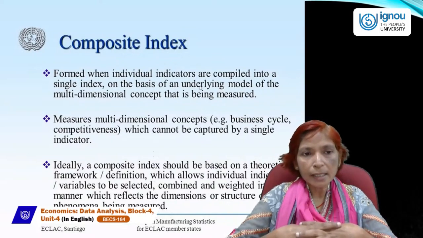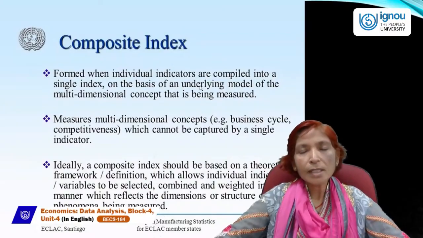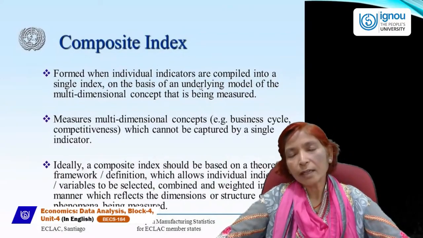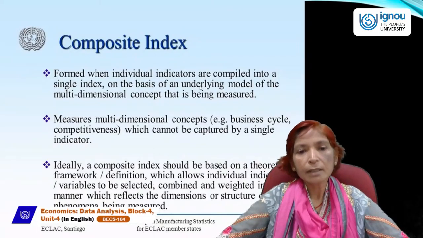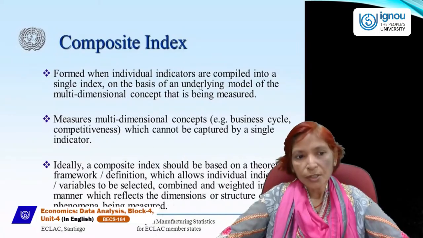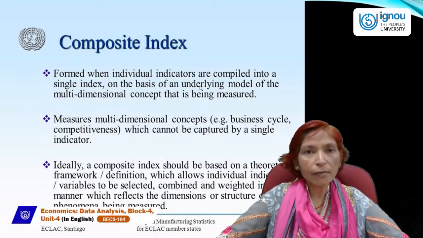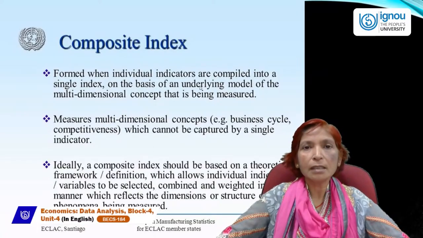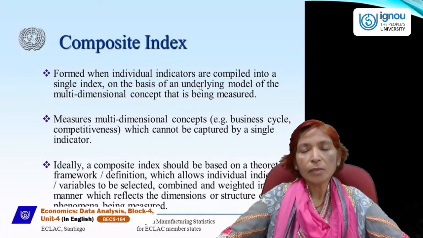A composite index is formed when individual indicators are compiled into a single index on the basis of an underlying model of the multi-dimensional concept that is being measured. So it measures a multi-dimensional concept. It is a multivariate concept because it includes not only one item, but more than one, more than two items. That is called a multi-dimensional concept, like business cycles.